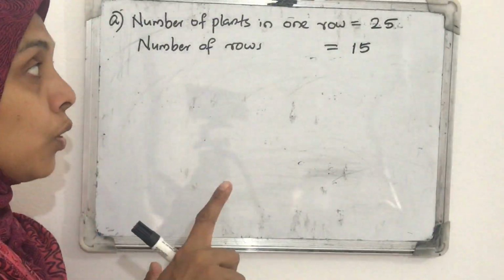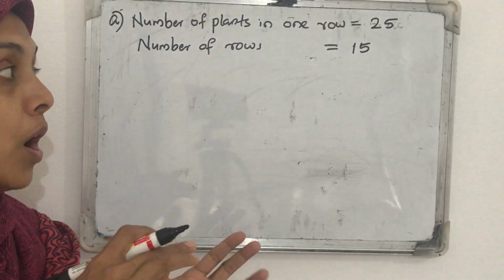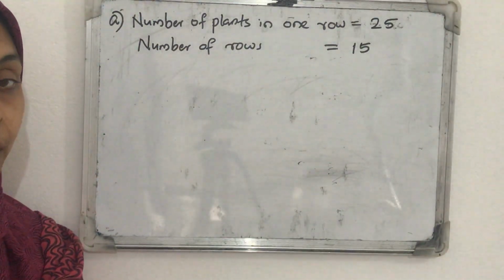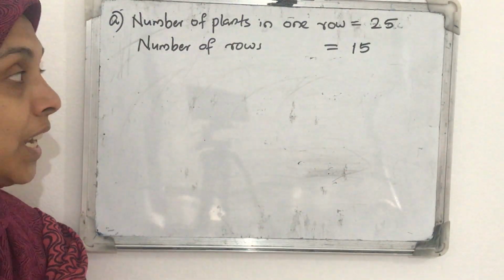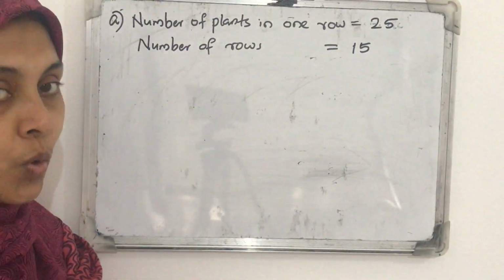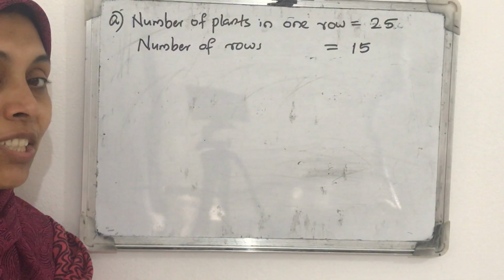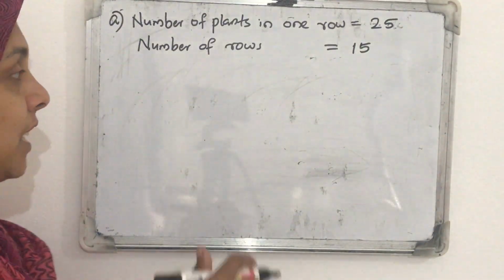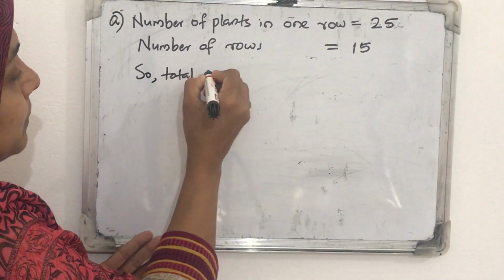Here in one row, how many plants are there? 25 plants are there. And also how many rows of that type are there? 15 rows are there. Then we want to find out the total number of plants in these 15 rows. So how can we write the next solution? Total number of plants equal.